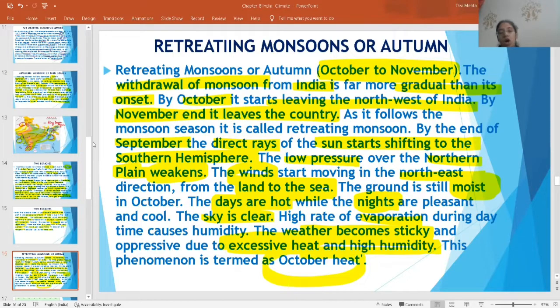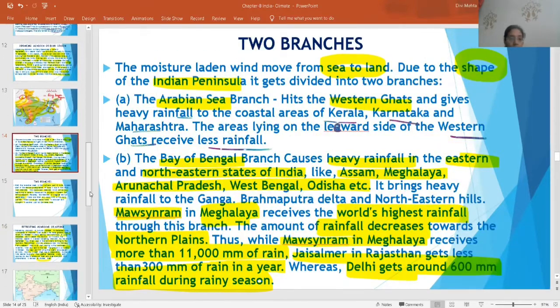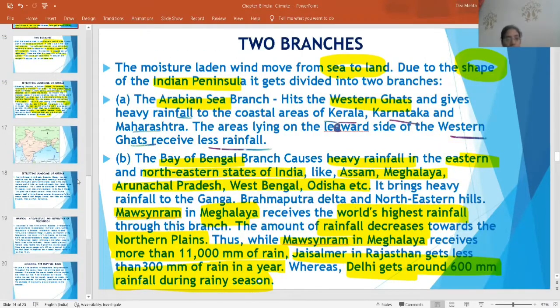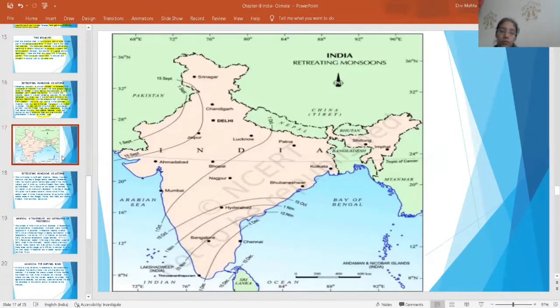Underline October heat. October heat means when the weather becomes sticky, oppressive, and very hard to bear because of excessive heat and high humidity. That is known as your October heat.